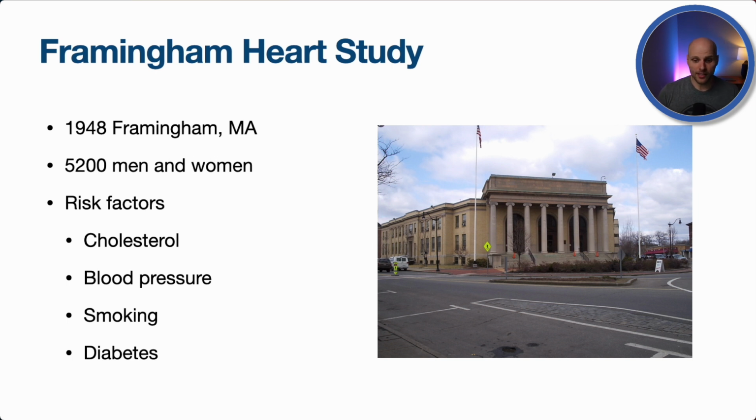What this showed was pretty clear evidence that there are certain risk factors that could predict your higher chance of getting cardiovascular disease, and it identified 4 major modifiable risk factors: high cholesterol, high blood pressure, smoking, and diabetes. Today those are all the bedrock of how we think about cardiovascular risk.